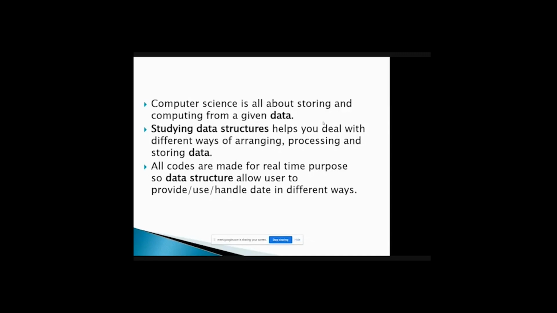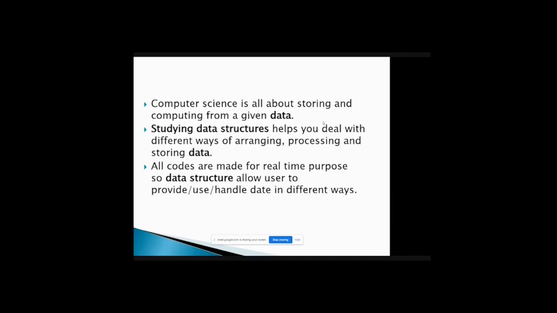It's not just in real life, but also in computer applications, since you deal with a lot of data. How this data is organized, how efficiently you are going to retrieve this data, and how effectively you are going to process this data is very important in solving a given problem, or in real-time applications. So that's the reason we are going to deal with a subject, the concept called data structure. Why study data structure? It helps you deal with the different ways of arranging, processing, as well as storing the data.